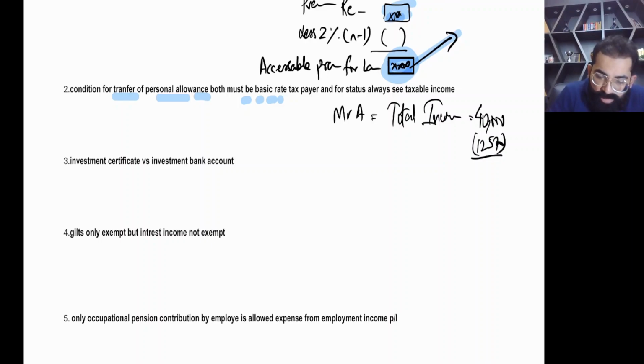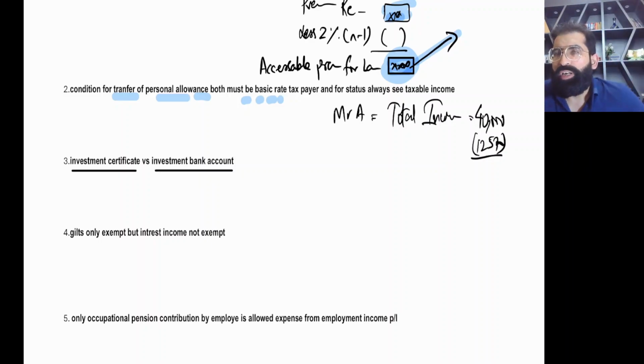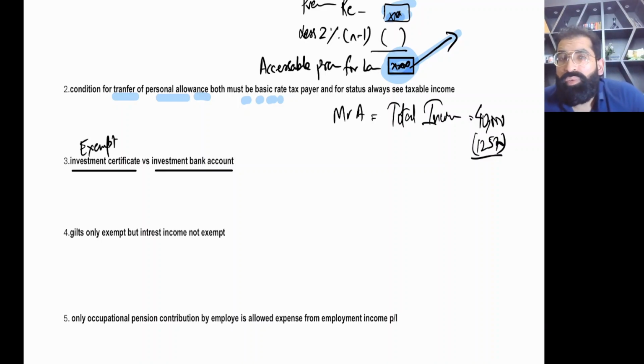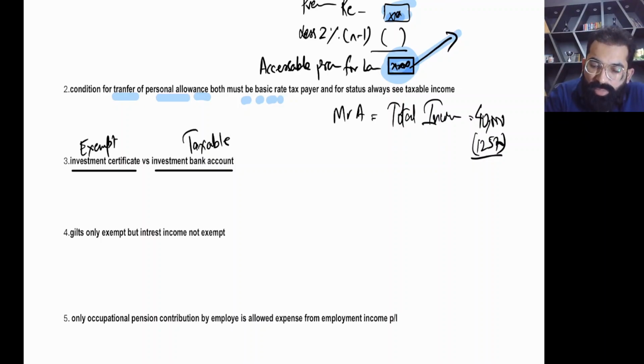Then for individuals, hope you remember there are certain incomes which are exempt. So interest income from national savings certificates is exempt, but interest income from a National Savings and Investments bank account is taxable. So be careful with the wordings.